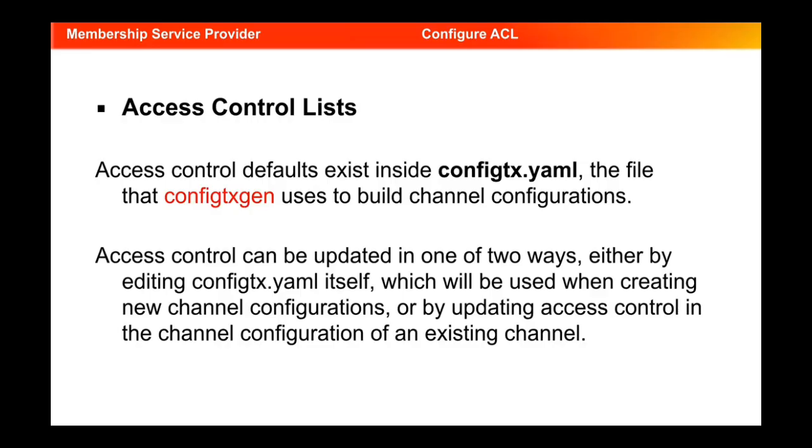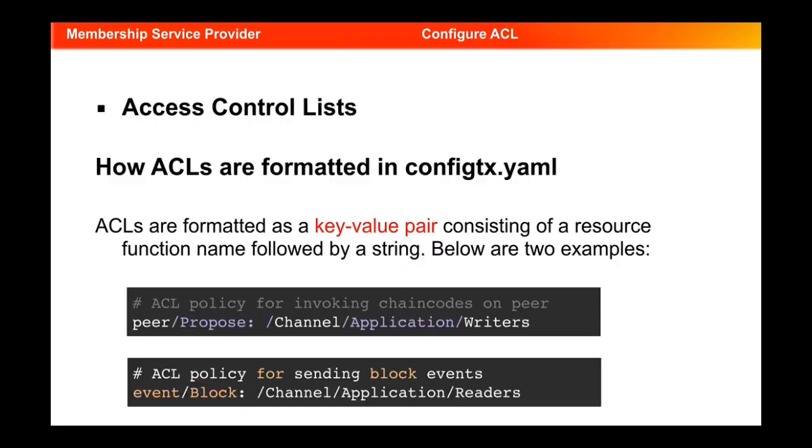Access control defaults exist inside the configtx.yaml file. This file is fed to configtxgen, which uses this file and builds the channel configuration. So, access control can be uploaded or updated in two ways. First is editing configtx.yaml, which will be used when creating a new channel configuration. The second is updating access control in the channel configuration of an existing channel. Let us go and see both of these.